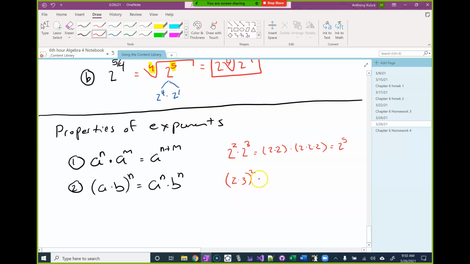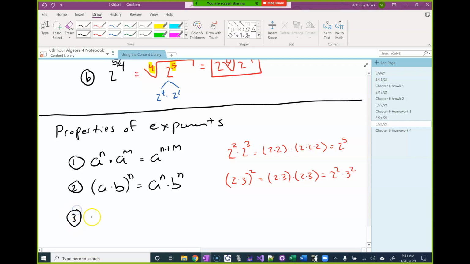So like, let's say we have 2 times 3 squared. That's the same thing as 2 times 3, 2 times 3. So I have 2 2s and 2 3s, so 2 squared times 3 squared. I'm just demonstrating why these properties work, and that they're not anything weird. They're things that we've been doing all along, right? We're just compacting these together into an easy to use rule.